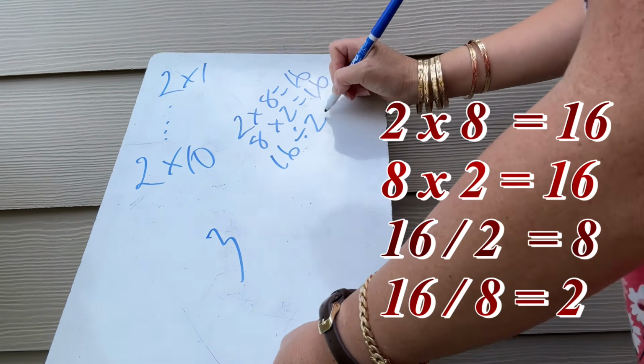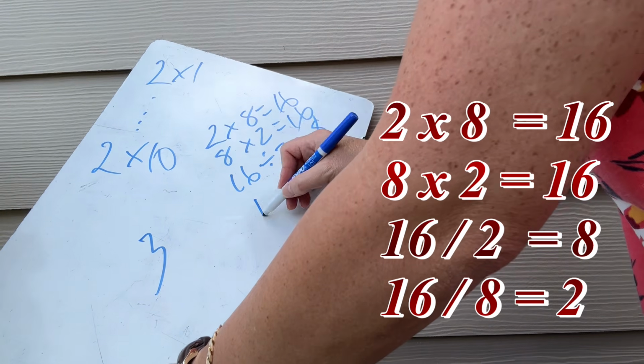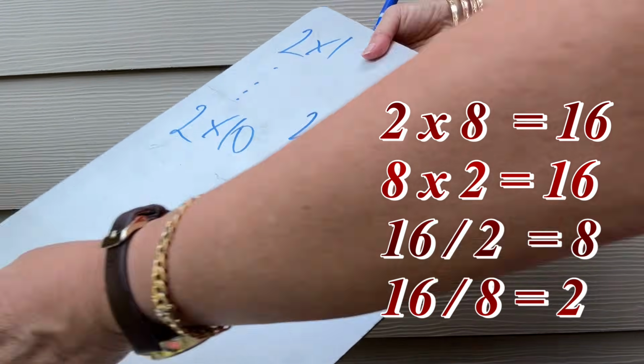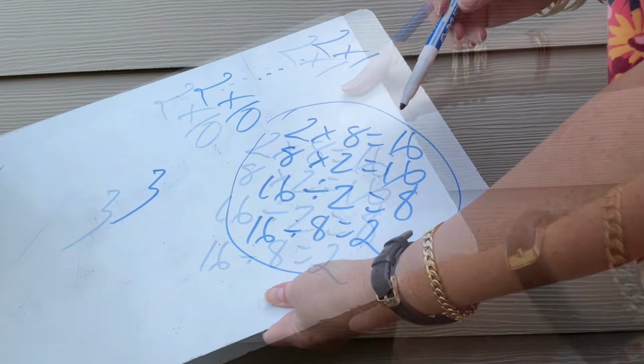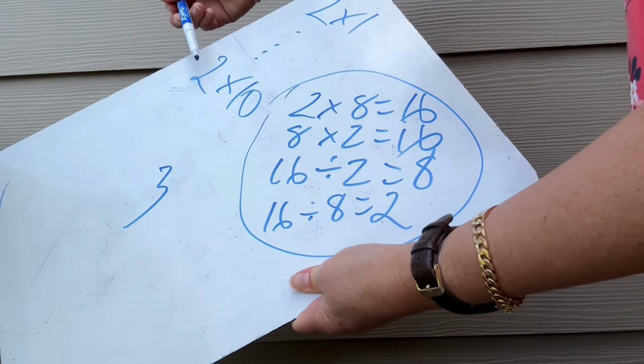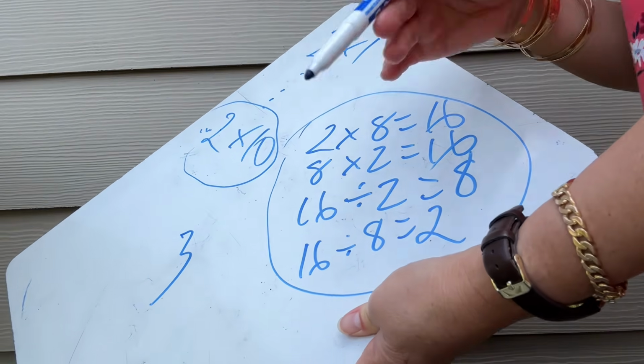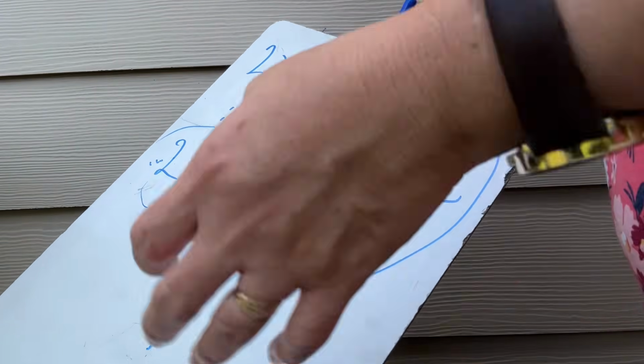16 divided by 2 equals 8. 16 divided by 8 equals 2. Okay, learn all of those. Then once you know all of those related facts and the fact all the way up to 2 times 10, then you can go to the 3 times something.